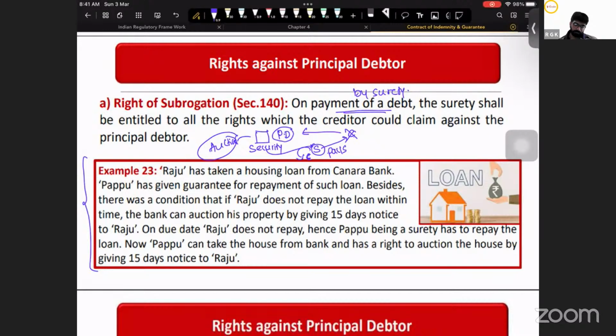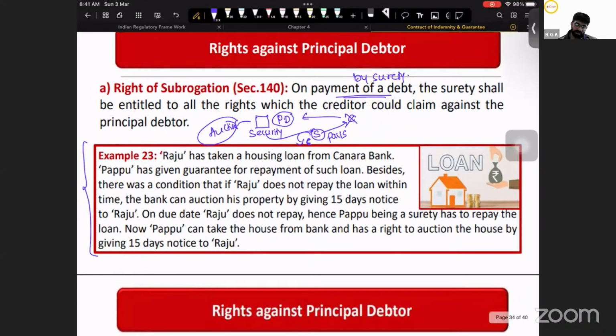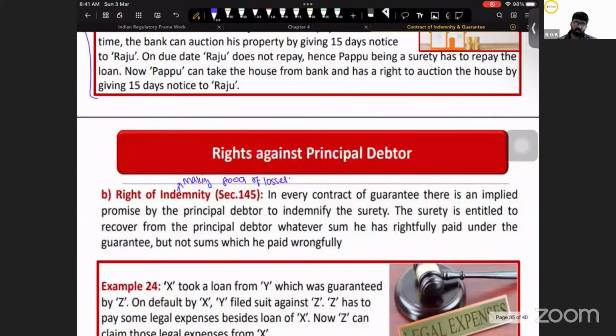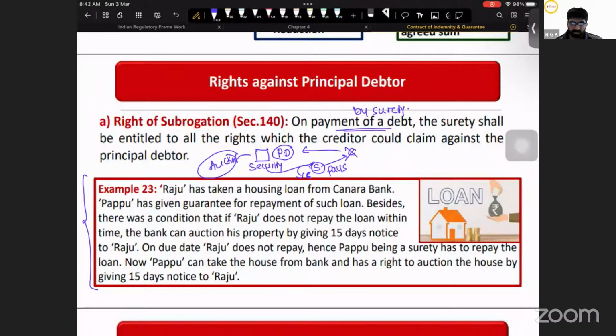Next, the second right that the surety enjoys against the principal debtor is the right of indemnity. Indemnification means making good of losses. Automatically, when the surety pays the amount, the surety becomes the creditor for the principal debtor. This is agreed.